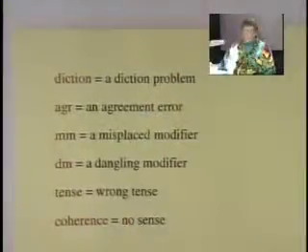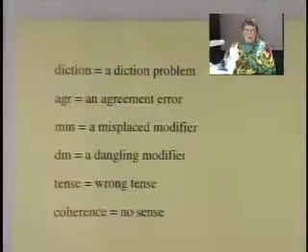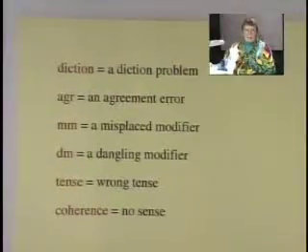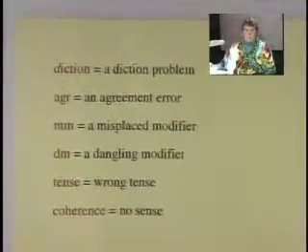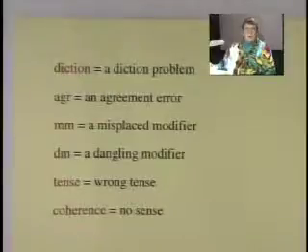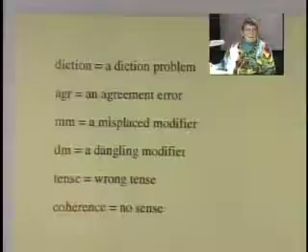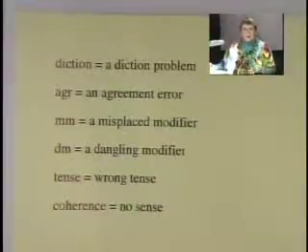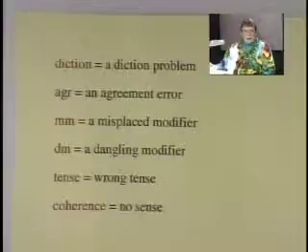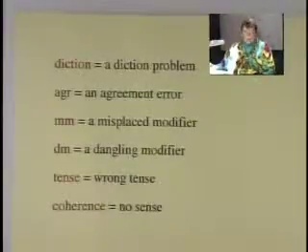You're going to see a lot of this diction. You're putting in "the" where it doesn't belong, or you're not putting it in where it should be there. Under AGR, agreement error, often it's when you have, in fact, I'll talk about these errors in just a second. You can see what they are. MM is a misplaced modifier. DM is a dangling modifier. Tense, for some reason, your word is in the wrong tense. And coherence means that what you wrote doesn't make any sense at all.